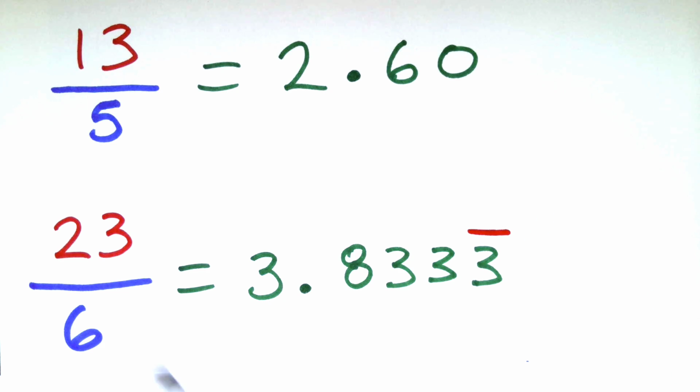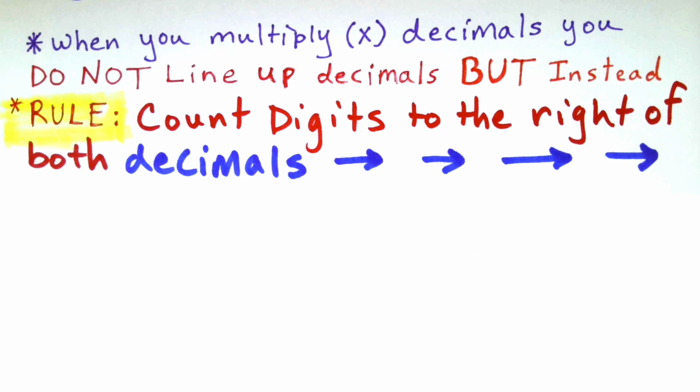Hey, let's multiply these decimal values. Okay, I know I've been saying this over and over again. I'm going to say it one more time. When you multiply decimals, you do not line up the decimals like we did adding and subtracting, but instead you follow the rule, right? Count the total digits to the right of both decimals.